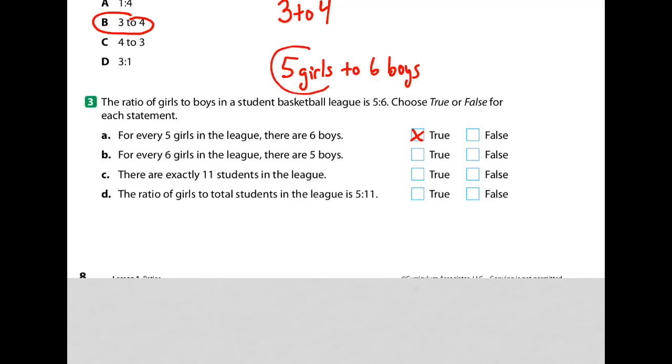Well, that can't be true because it says there's 5 girls, not 6 girls. So that one is false. For C, there are exactly 11 students in the league.